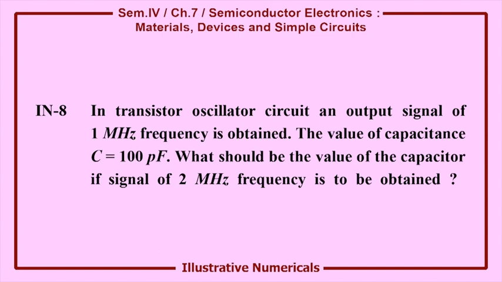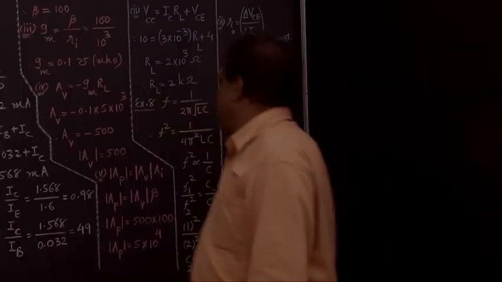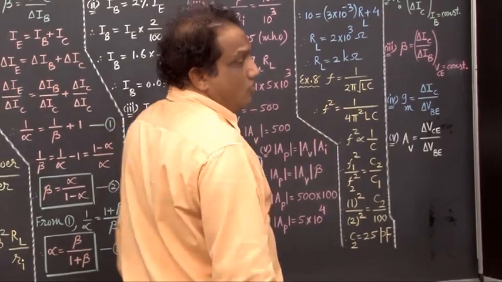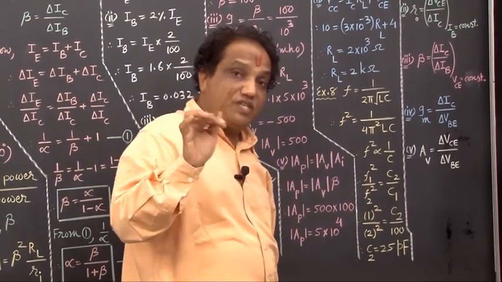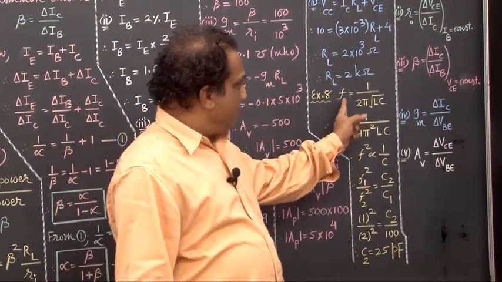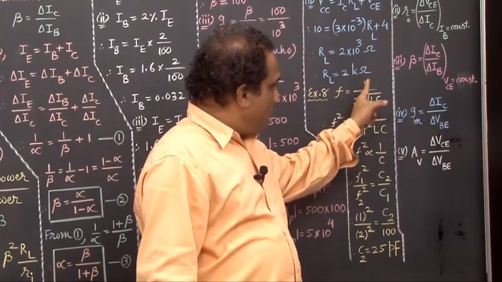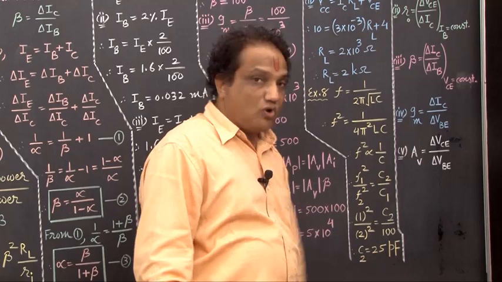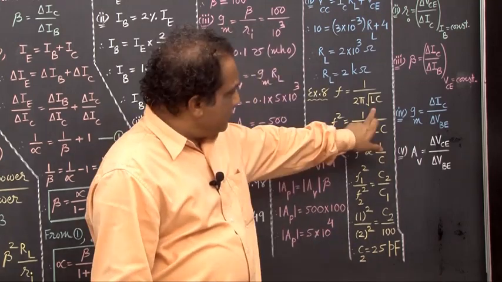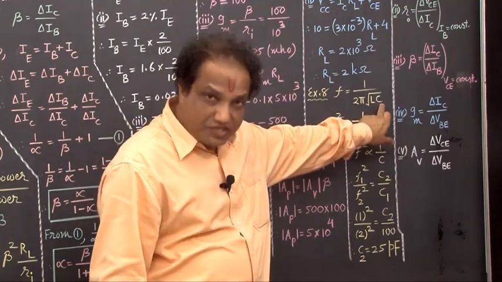Come on. In case of oscillations in LC circuit, what was the frequency of oscillation? We had studied earlier. F equals 1 upon 2 pi into under root of LC. Come on, L is called inductance, C is called capacitance.